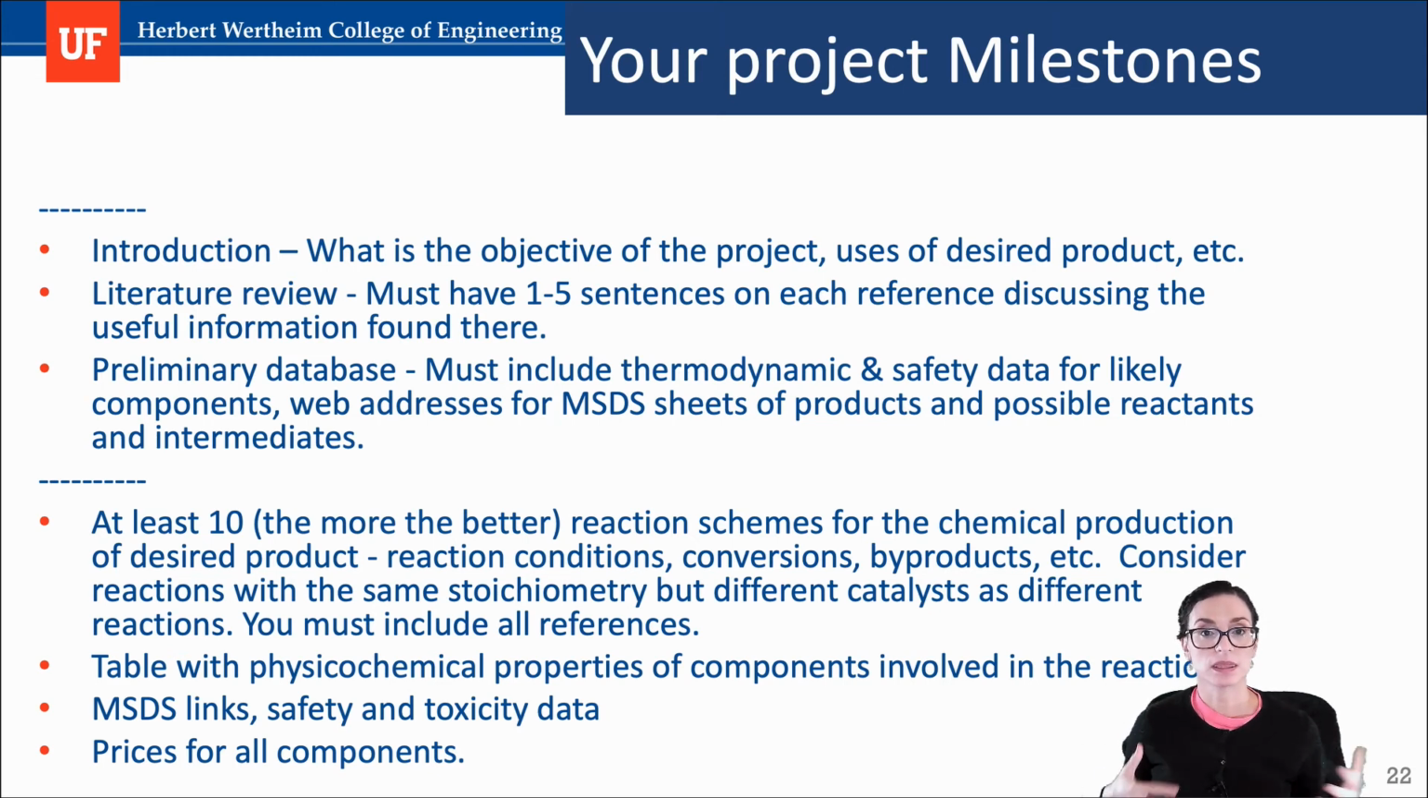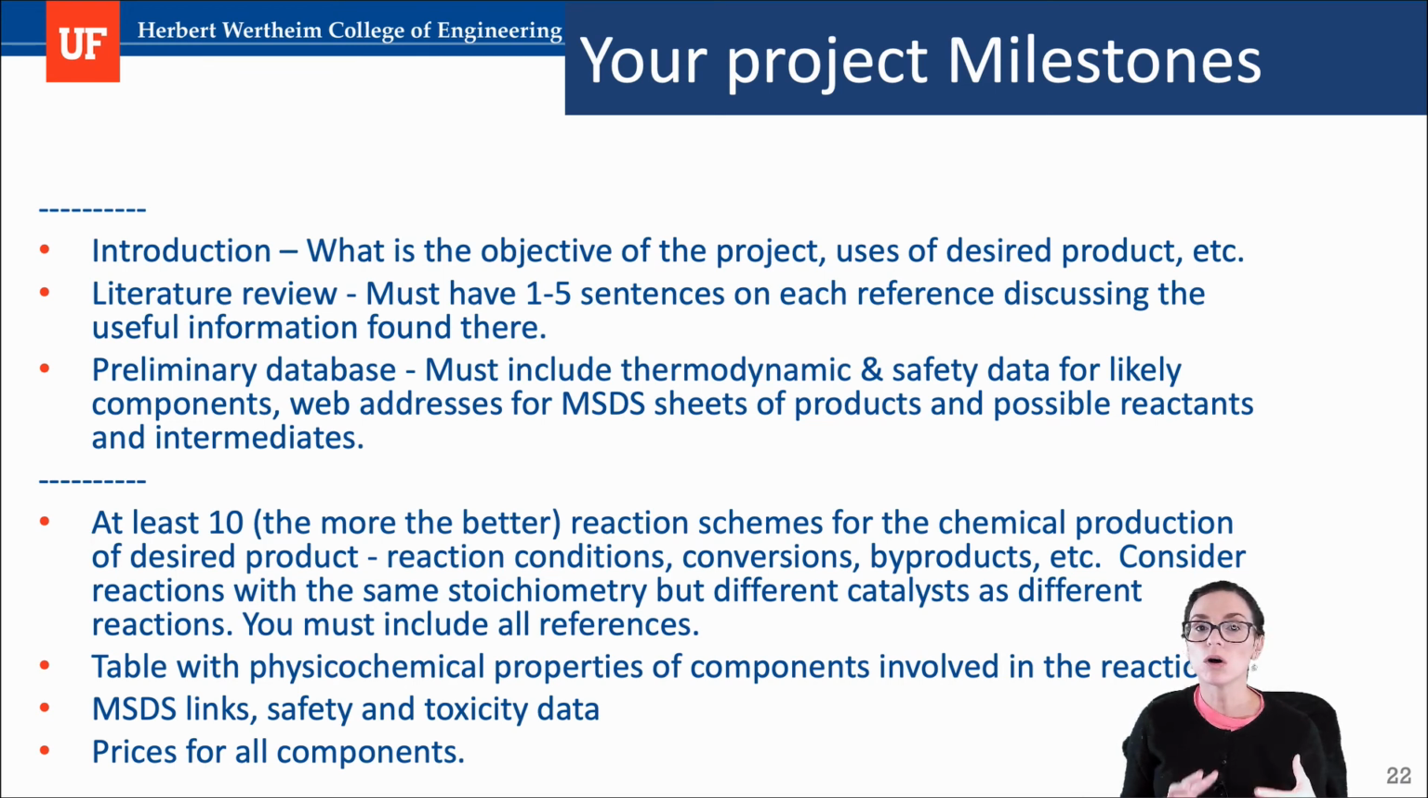A preliminary database is something that you will create as you add more information about the reaction pathways. You need to get at least 10 reaction pathways for your project. These are just reaction schemes. It could be a single step or multi-step. If you have a reaction scheme, make sure that you pay attention not only to the main reaction, but also to any side reaction that may happen at those conditions. Sometimes that information is not available there, so you need to go to another reference and find it out. Include reaction conditions, conversion, selectivity, and byproducts. Consider reactions with the same stoichiometry but different catalysts as different reactions.